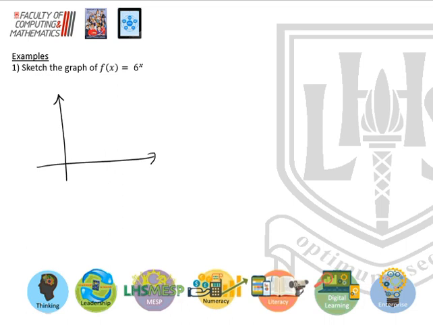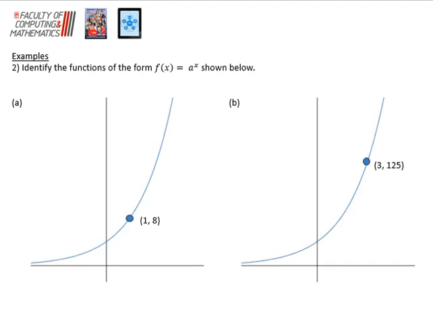This is just something you need to remember. I'm going to try and make this as neat as I can. You know the shape of the graph because x is in the power. You know it goes through (0, 1) and (1, 6). Okay, job done. Easy as that. Okay, 2 examples there to try.